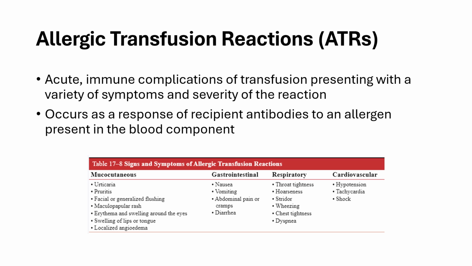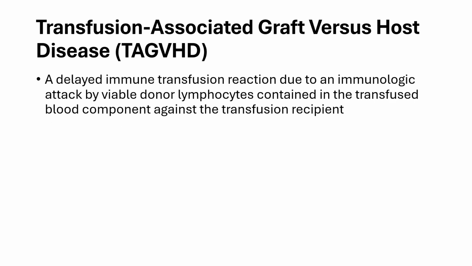For allergic transfusion reactions, this is an acute immune complication of transfusion. It can present with a variety of symptoms and reaction severity. It's caused by recipient antibodies responding to an allergen present in the transfused blood component. Graft versus host disease is a delayed immune transfusion reaction caused by immunologic attack by viable donor lymphocytes in the transfused blood component. These donor lymphocytes attack the transfusion recipient.